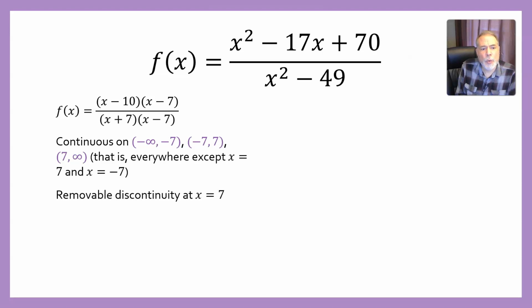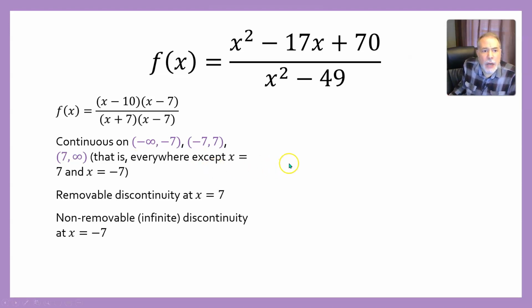So this is an example where the function is undefined at 7, but the limit as x approaches 7 would still exist, and so there's just one missing point with all the other nearby points in place, and we could remove the discontinuity just by fixing what happens at that one point. But we have a non-removable or infinite discontinuity at negative 7. I can tell that because as x approaches negative 7, the denominator is approaching 0, but the numerator is not.